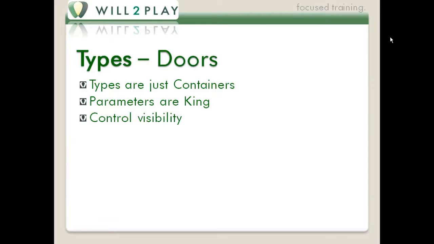The control visibility, that can also be under the type. I just want to reiterate that all of these parameters, including visibility, do you see it or not see it, are going to be under the type. But the type is not really important, because the type is just a container. Realistically, the parameters are king.